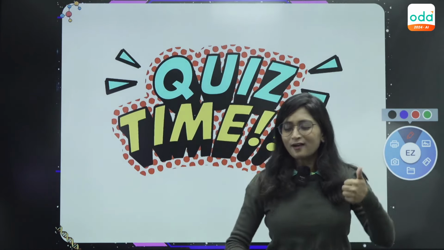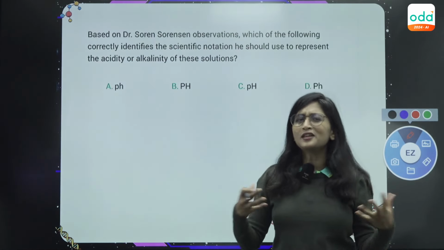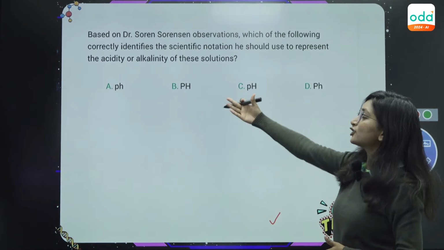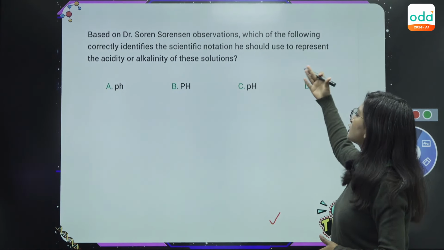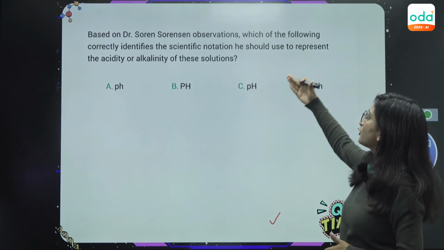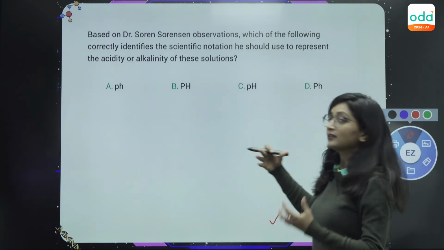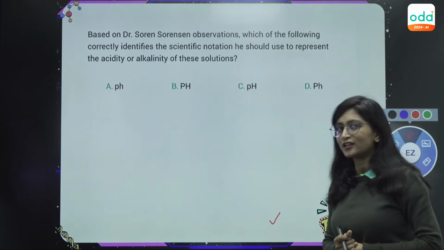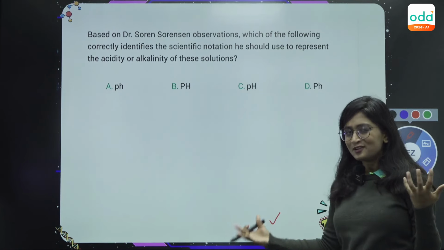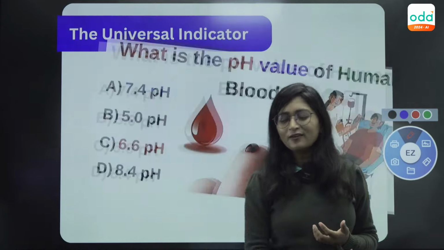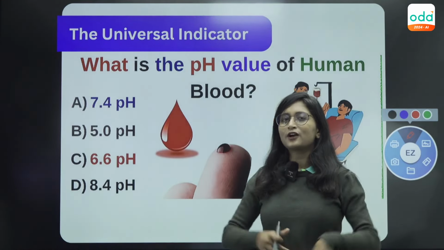So yes, I'm having a quiz for all of you, and equally we will be having a lot of quizzes in the session. Here I have a question based on Dr. Sorensen's observation. Which of the following correctly identifies the scientific notation he should use to represent the acidity or alkalinity, the basicity of the solution? Which one would it be? You can just let me know, and probably you have guessed by now. Similarly, we will be having more such effective quizzes.